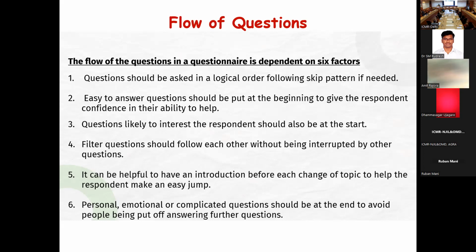Also your questionnaire should be in a particular sequence. Your questionnaire should be context specific. Your questionnaire should not be like: how many cigarettes do you smoke? And then the next question is, are you a smoker?